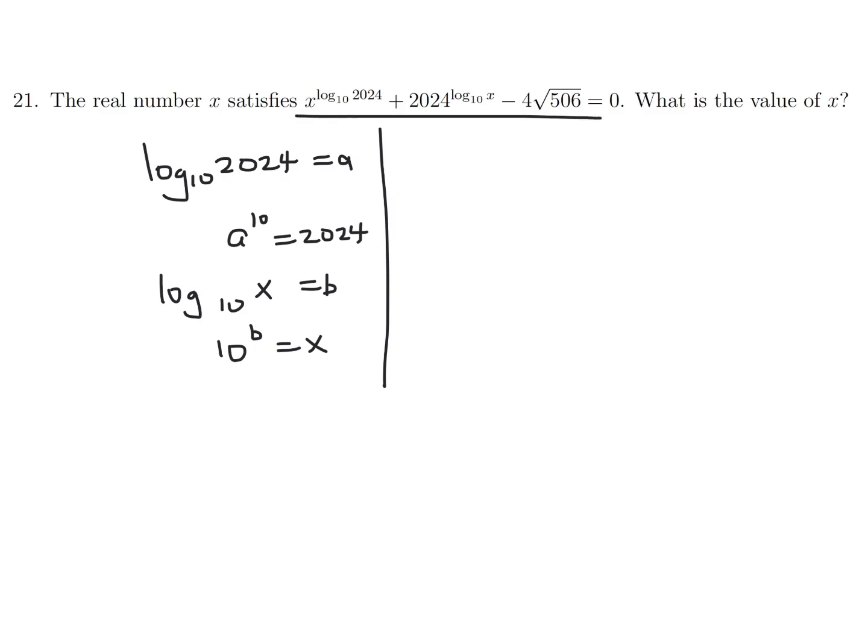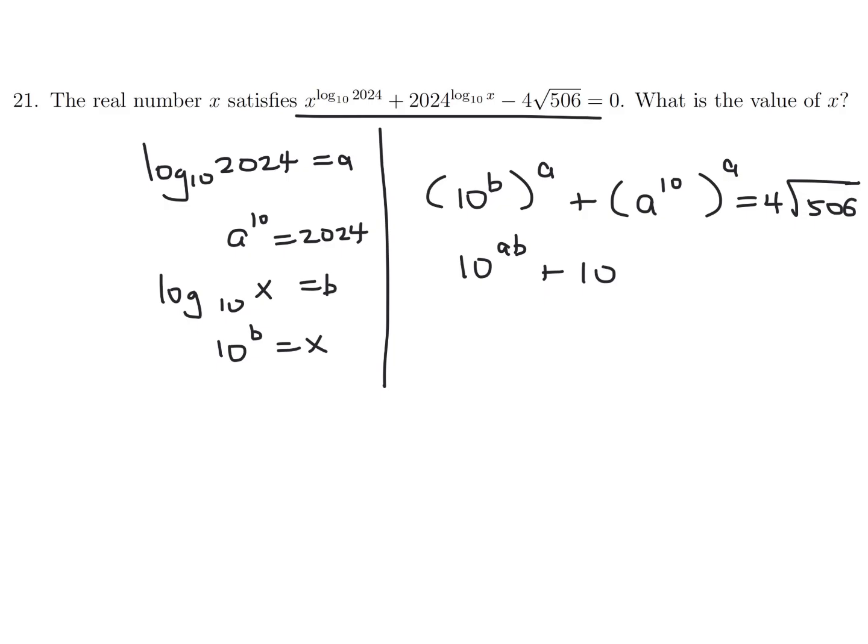Let's see here. We have x to the power of a. Oh, sorry, hold on. x itself is 10 to the power of b, all to the power of a, plus 2024, and then plus what here? Oh, a to the power of 10, all to the power of a. And let's just put this all on the other side, 506 like that. And then this just becomes 10 to the power of AB plus 10 to the power of, hold on here, I think I made a mistake.